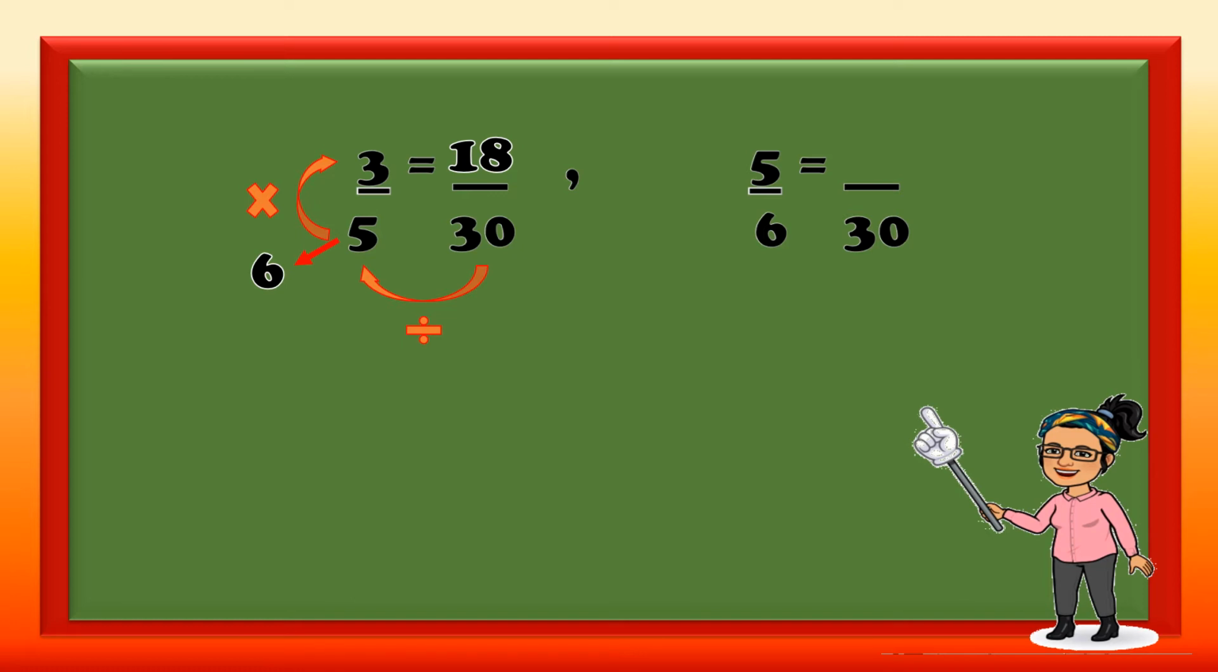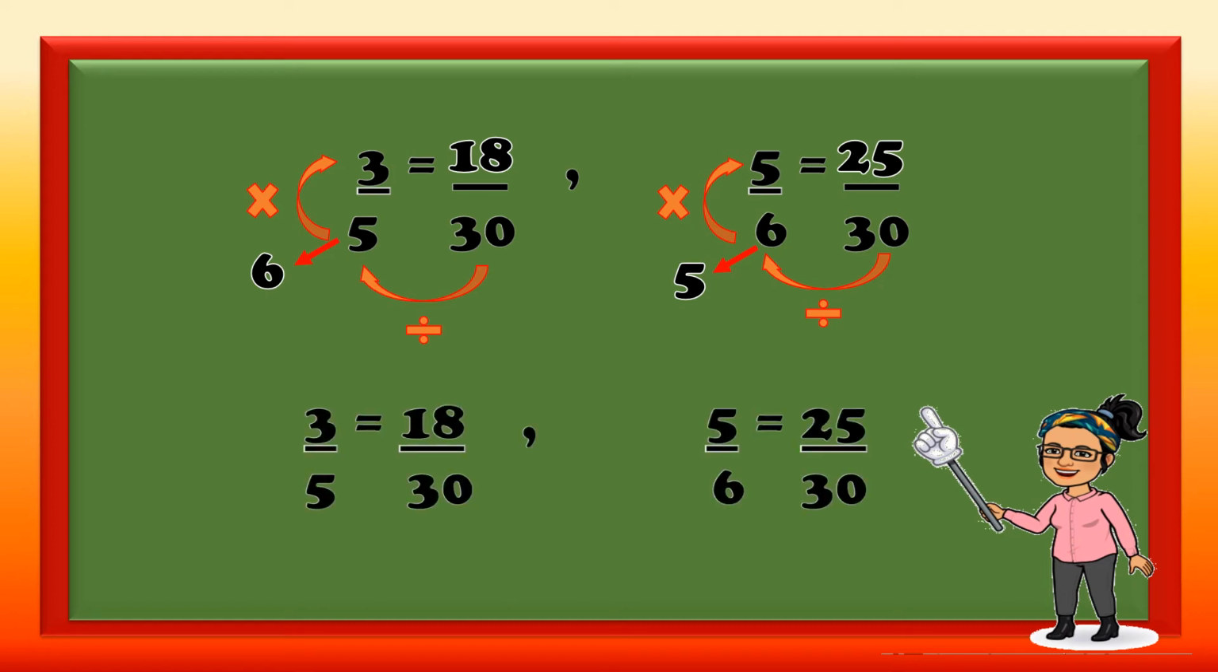Again, we just divide 30 by 6 and we get 5. And then we multiply the quotient 5 by 5. And 5 times 5 is 25. So 5/6 will become 25 over 30. Okay, so our answer is 3/5 is equal to 18 over 30. And 5/6 is equal to 25 over 30.